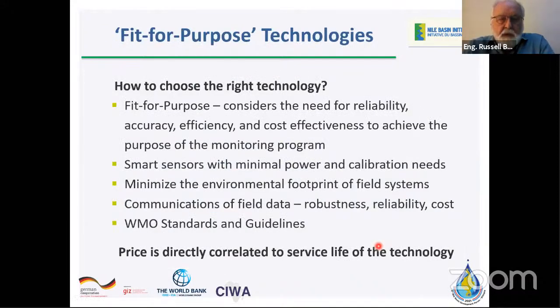So the next slide, I just want to walk through some concepts. One is fit for purpose. And what does this mean? It means to make sure you choose the right technology for the need that you have.